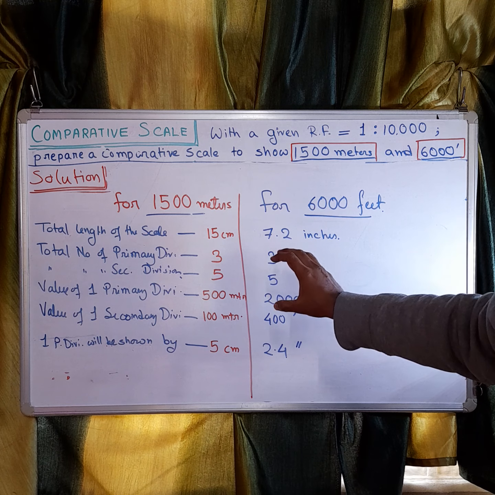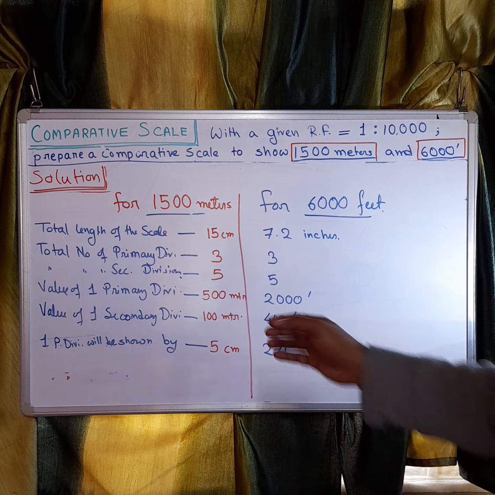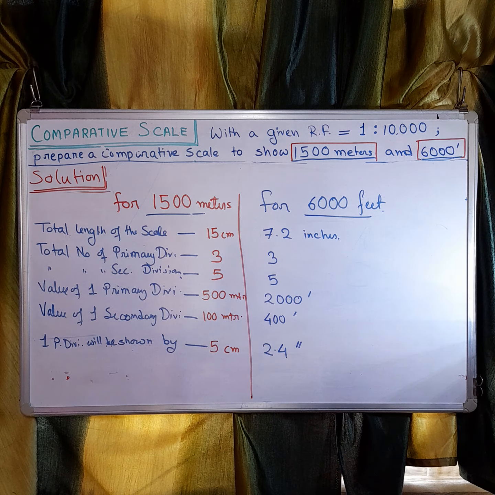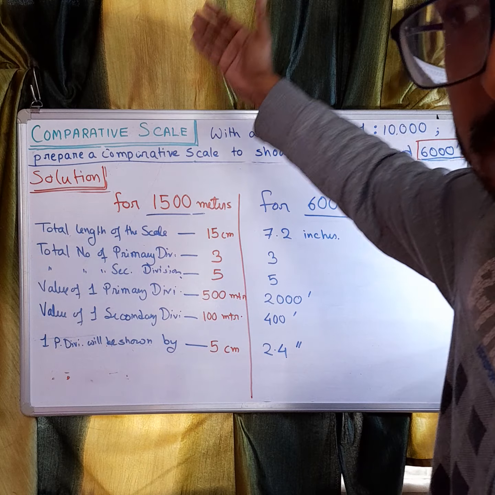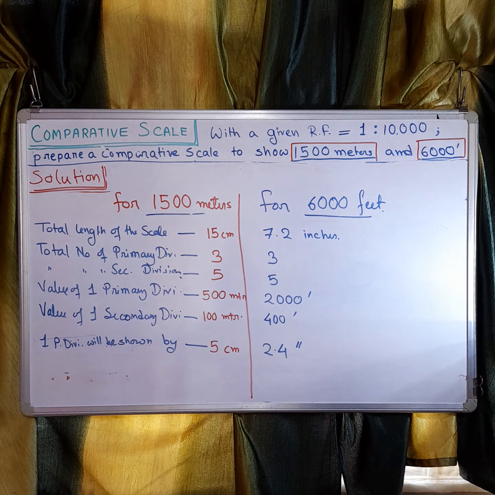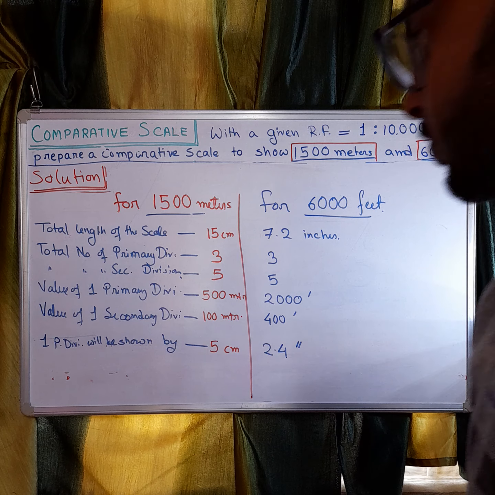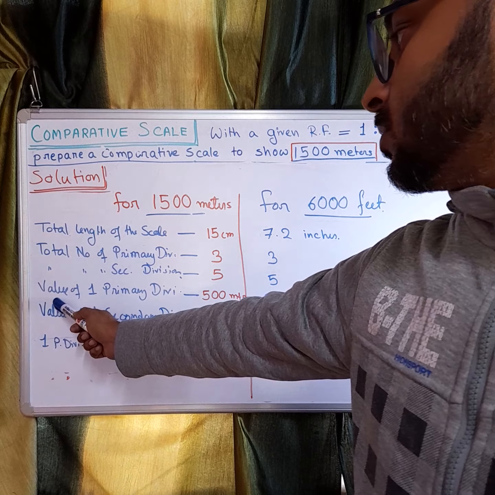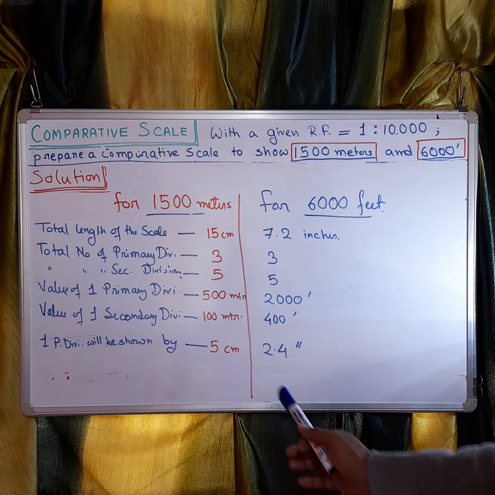These are the characteristics of the comparative scale, that the number of primary divisions and the number of secondary divisions will be the same for both the scales. This is what a comparative scale does. Okay, that is what a comparative scale does.